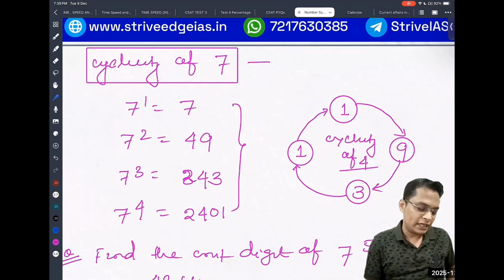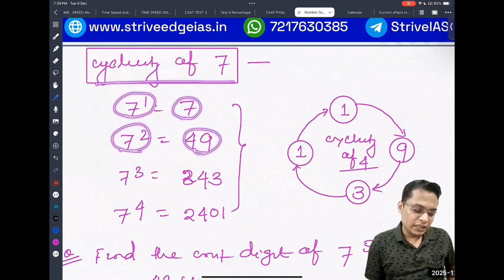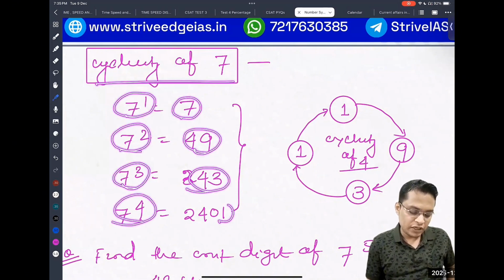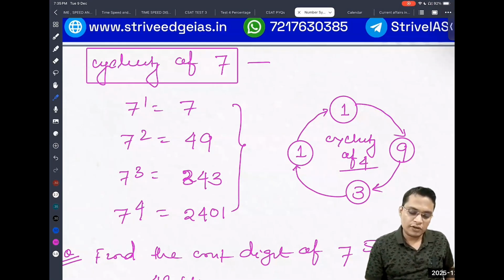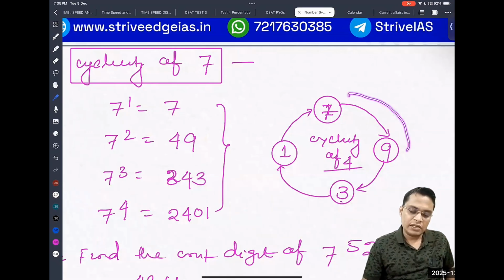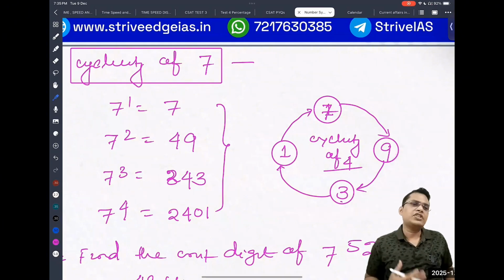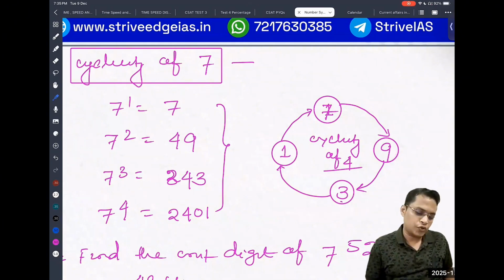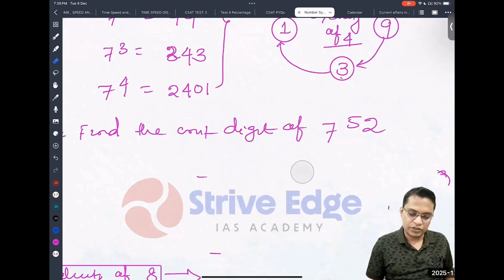Next important, cyclicity of 7. 7 to the power 1 is 7, 7 squared is 49, 7 cubed is 343, 7 to the fourth is 2401, which ends in 1. After 4 it is repeating. First is 7, then it moves to 9, 3, 1, and again 7. So after 4 it keeps on repeating. On that basis we can say the cyclicity of 7 is also 4. So let's solve this problem, and we'll get a lot of clarity on this concept as well.